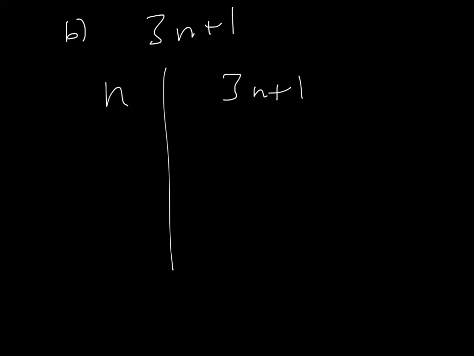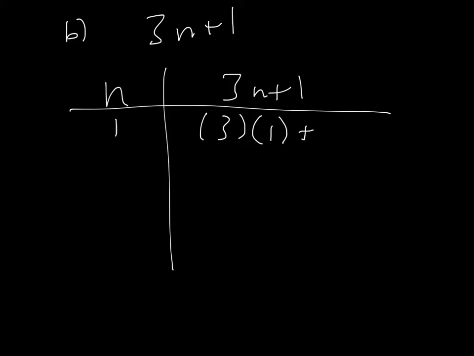I'll do B. Now, the rule was 3n plus 1, and what they want you to do is sub in 1, 2, 3, 4, 5, and 6, and then complete that table. So for 3n plus 1, we have n, we have 3n plus 1, and they made a table. Now if n is 1, what I have here is 3 times 1 plus 1. 3 times 1 is 3, plus 1, so that equals 4. So all you would need to put in that chart is 4.